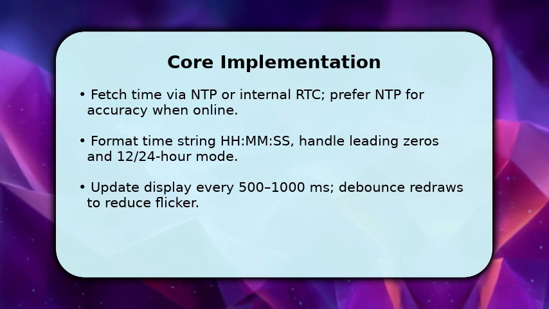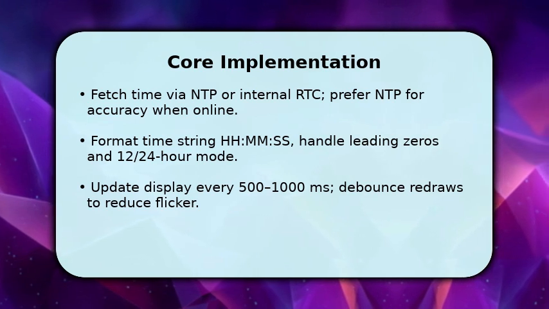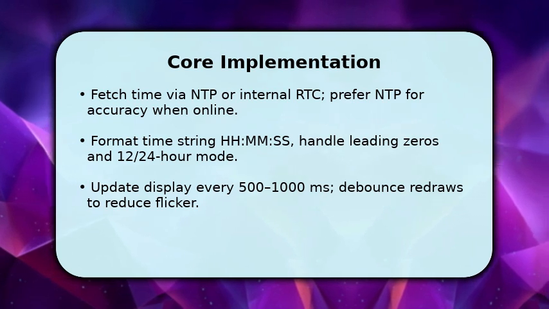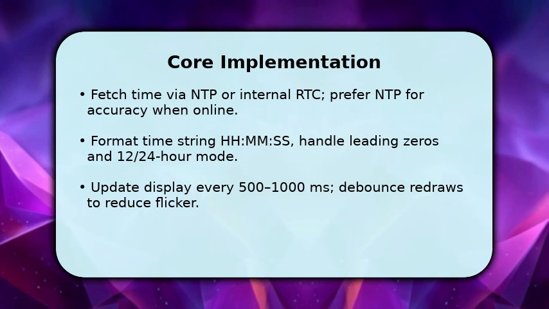Then write a loop that checks elapsed milliseconds and updates the display every half to 1 second. You do this to balance smoothness with resource use. Also, minimize full-screen redraws so the display doesn't flicker and the CPU stays responsive.